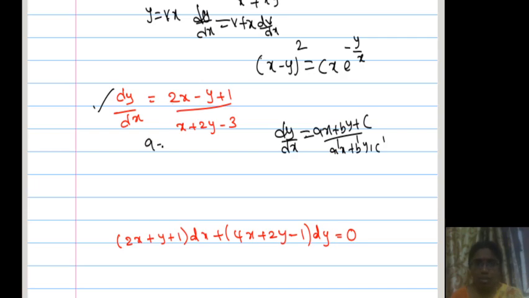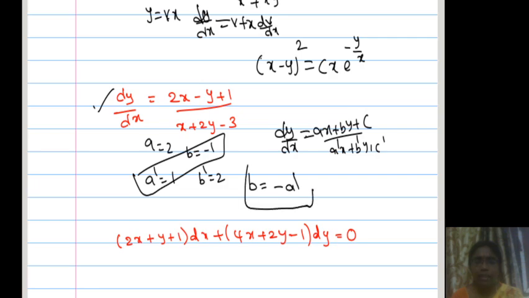How? a is equal to 2, b equal to minus 1, a dash is equal to 1, b dash is equal to 2. Which case is applicable here? Tell me. Here b is equal to minus a dash. So you have to apply the first case. Understood? So cross multiply and do the simplification of the first case of non-homogeneous, and you will get the general solution here. After simplifying, your answer may be y square minus x square plus xy minus 3y minus x is equal to 0. You have to verify by yourself.